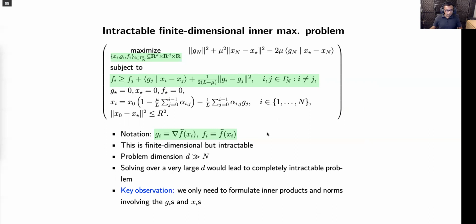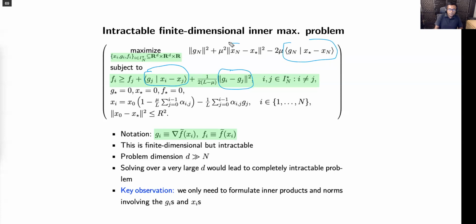However, one key observation in performance estimation literature is that in this formulation, if we look very carefully, we will see that x_i and g_i do not appear by themselves. They only appear in terms of inner products and norms involving the g_i and x_i terms. So if we look carefully, we will see that this is an inner product of g_j with x_i minus x_j. This is also an inner product, right? Because the norm is the inner product with itself.